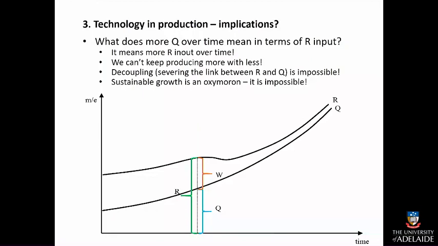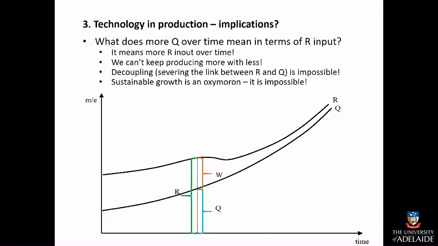So what does more Q over time mean in terms of resource input? Well, we might have something like this. Here, on the bottom line, I've got Q rising at, let's say, a certain percentage per year over a particular period of time. And here I've got the top line, what might be the resource input. And you can see the gap between the two is shrinking because the amount of waste immediately produced in production is falling, because technical efficiency is rising. But of course, while that gap narrows, it's impossible for R to be less than Q.